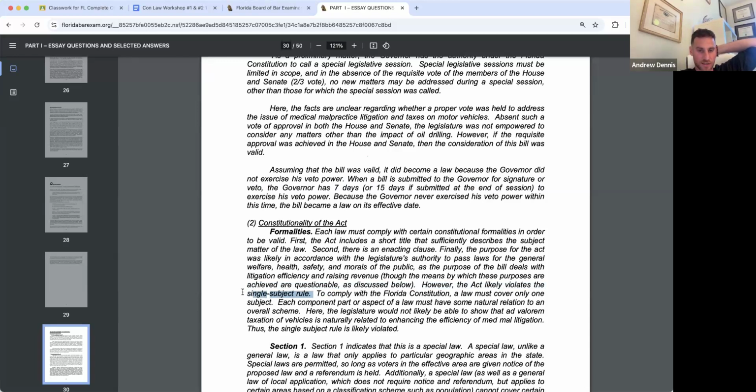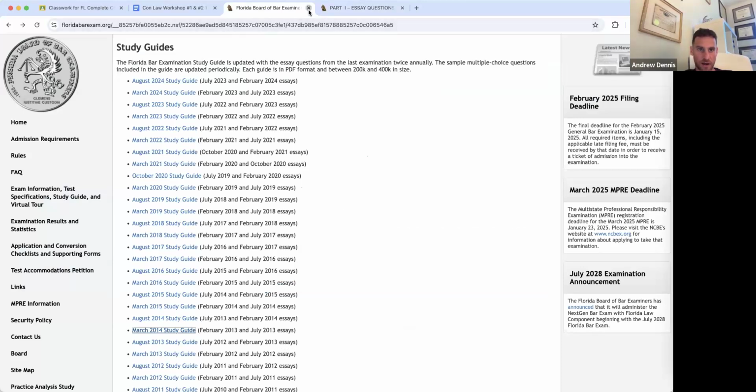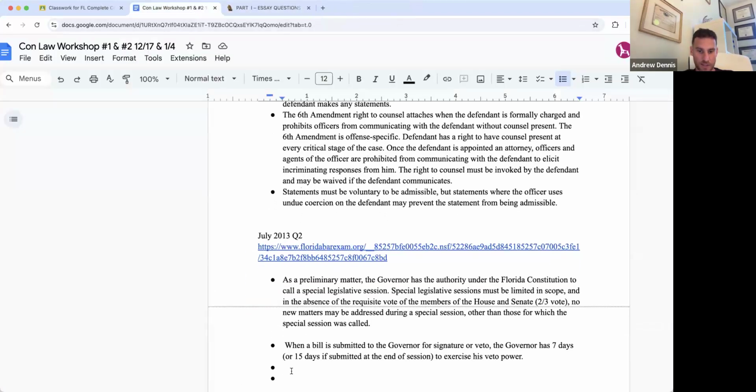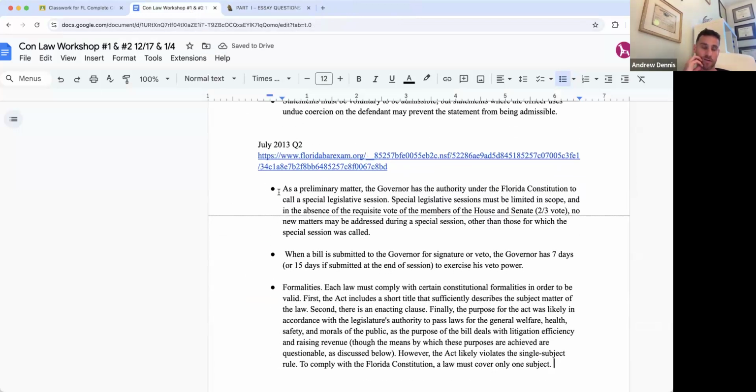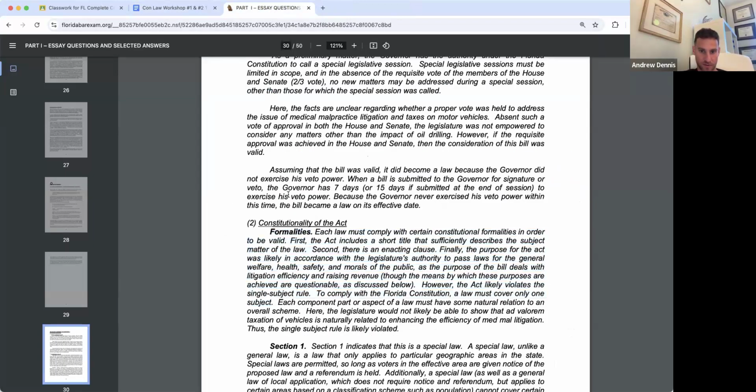I remember I told you guys this is heavily tested in Florida, single subject rule. To comply with the Florida Constitution, a law must cover only one subject. Each component or aspect of a law must have some natural relation to an overall scheme. So single subject rule is part of the constitutionality of an act. And they said all the things we said: clear title, enacting clause, not vague or overbroad, related to the health, welfare, and morals of the people. And then to turn into a law, it would have to comply with bicameralism and be presented to the governor.